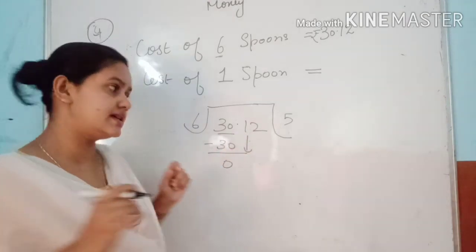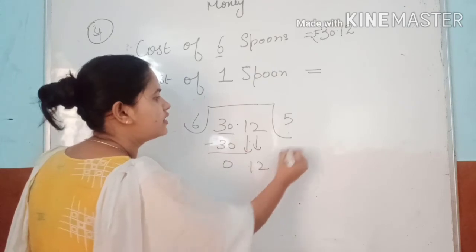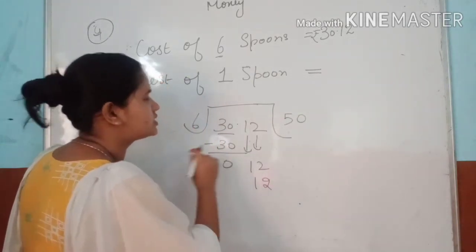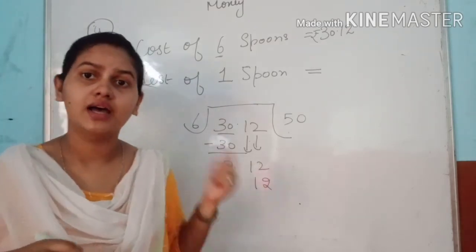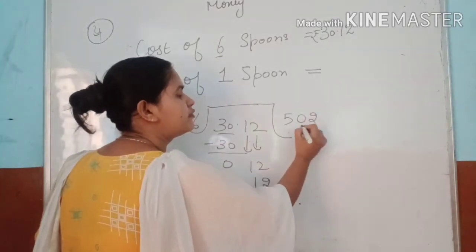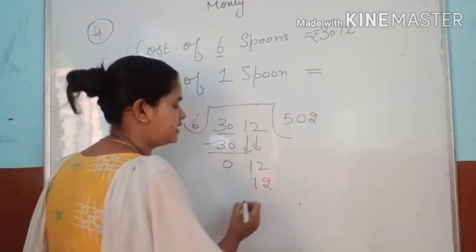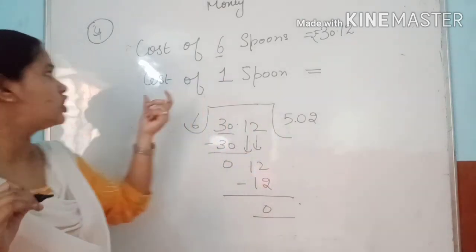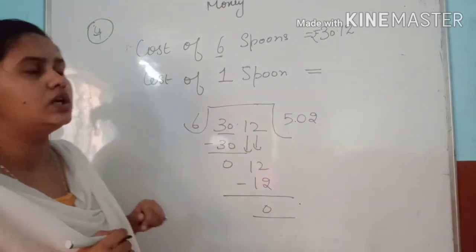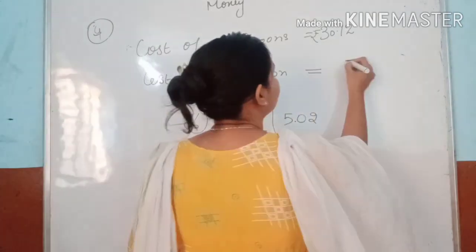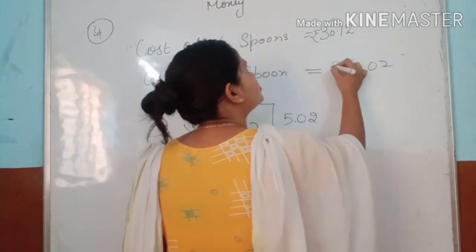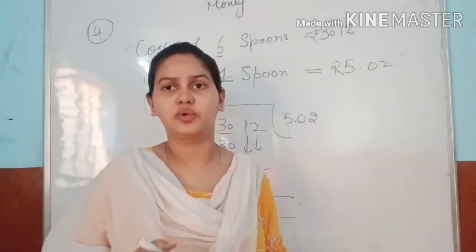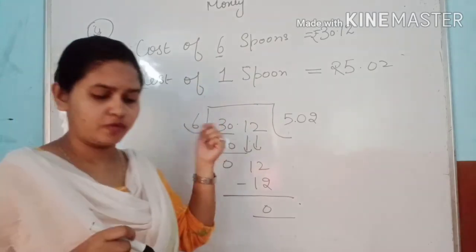We will take the 2 digits. That means 12 will be taken. So we will take here 0. Okay. And 12 and 12 go to 6. 6 1s are 6, 6 2s are 12. 2 will be here. Before the 2 digit we have to take a point. Okay, minus it. Now we can easily see the cost of 1 spoon is equal to 5, which means rupees 5.02 paise. Okay, this one is our fifth sum which we have done.